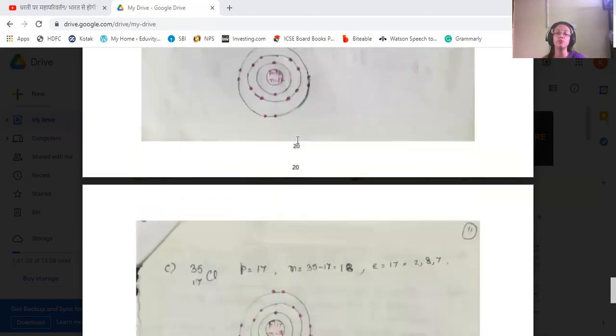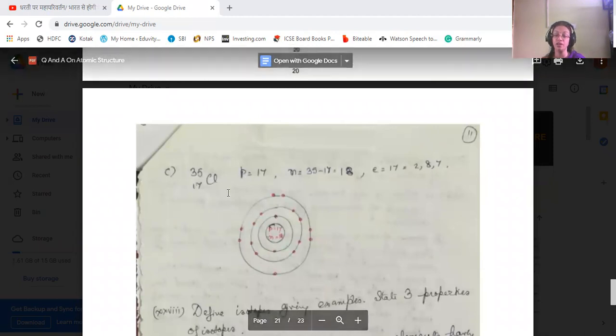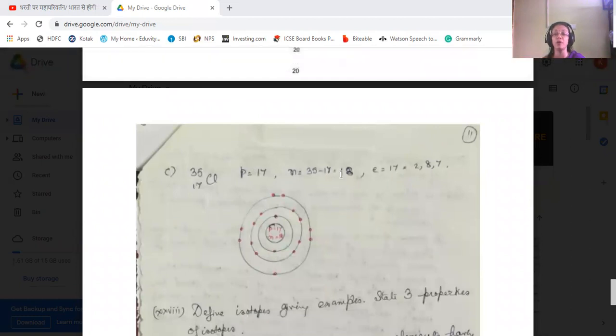Next we come to chlorine, which has 35 as the mass number and 17 as the atomic number. So the protons in it are 17, electrons are also 17, and neutrons are 35 minus 17, that is 18. The electronic configuration is 2, 8, 7. So it will be arranged in this way. See the diagrammatic representation. The first shell, K shell, will contain 2. The L shell will contain 8. And the last shell, that is M shell, the valence shell, will contain 7 electrons.